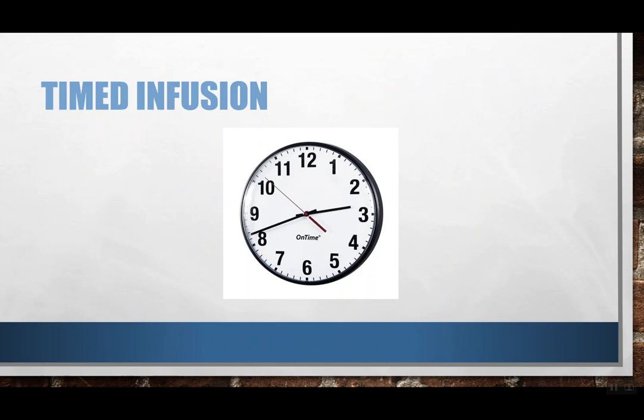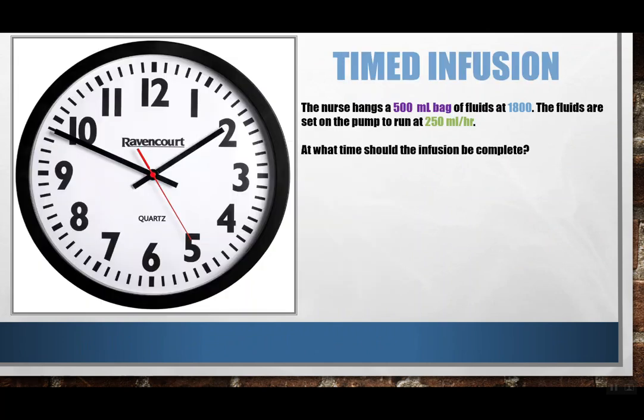Now let's do some timed infusions. So the nurse hangs 500 mils of fluid at 1800 hours. The fluids are set in a pump to run at 250 mils. At what time should the infusion be complete? So you can have equations like this where you have to know this. The reason you have to know this is because there are some fluids where once they're up, you need to be able to make sure to go back there and continue a new bag, so you know when to go back in there. So what time should the infusion be complete?